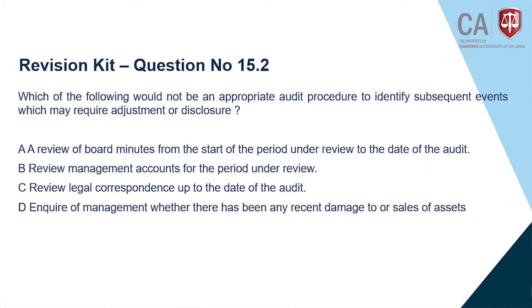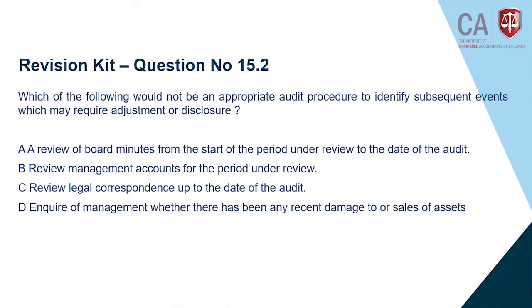Then revision kit question number 15.2: which of the following would not be an appropriate audit procedure to identify subsequent events which may require adjusting or disclosure? Part A: review of board minutes from the start of the period under review to the date of the audit. Part B: review management accounts for the period under review. Part C: review legal correspondence up to the date of the report. Part D: inquire of management whether there has been any recent damage to or sale of assets. Got the question? Which of the following would not be an appropriate audit procedure?